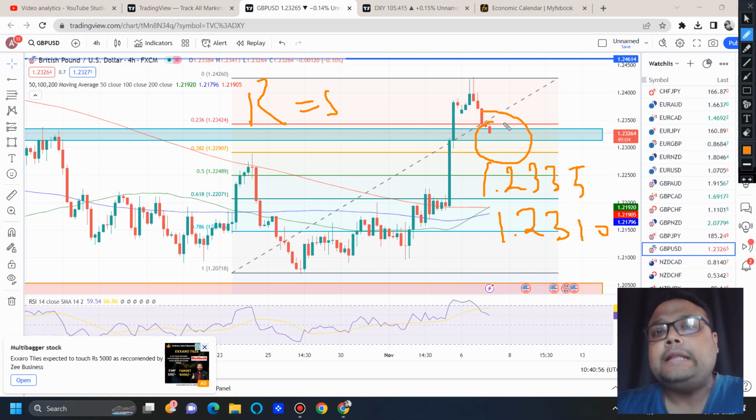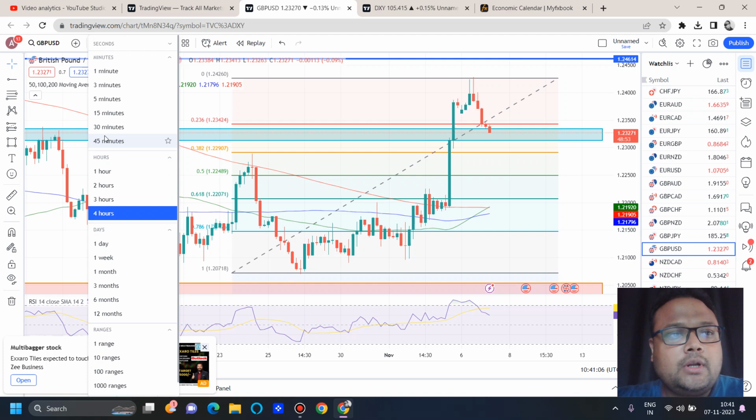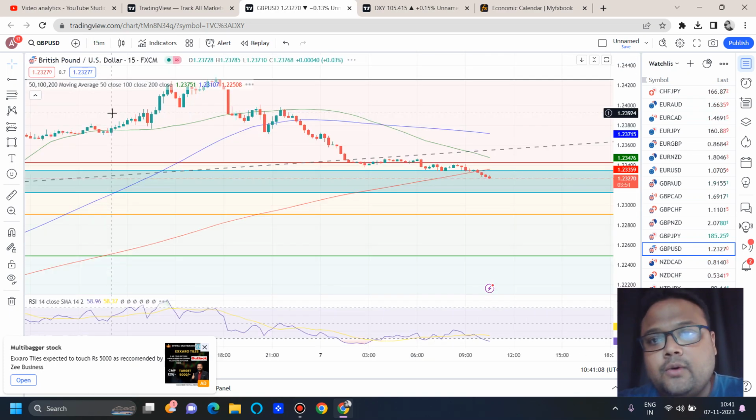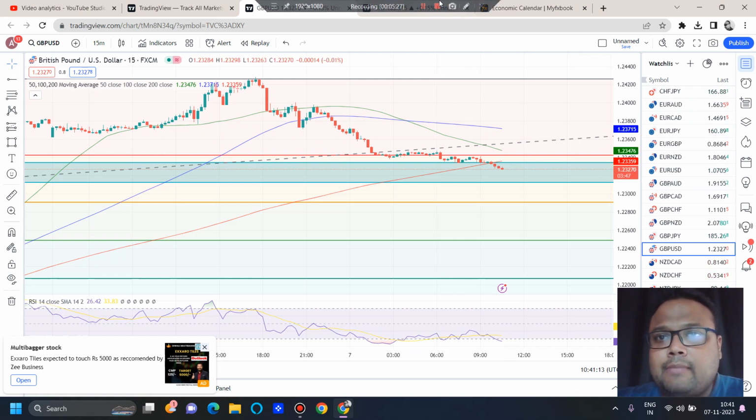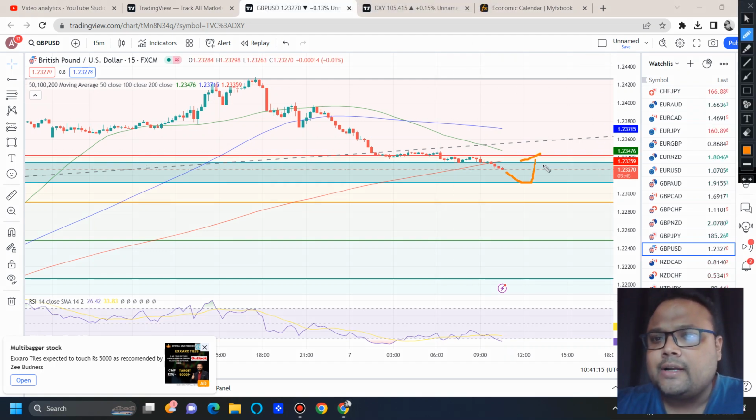There will be multiple levels on every chart, but you cannot place trades on each and every level. You need to have the confirmation first. How to get the confirmation, my dear friends? You simply need to switch to a lower time frame, like 15 minutes. Once you switch to a lower time frame, observe the market behavior. If you see the market is reversing in the lower time frame, then you can go for a buy position.